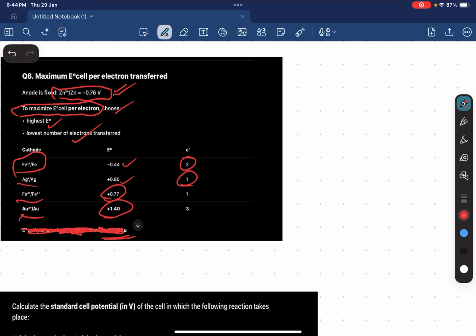So what is the given value? They are asking which one has more E naught cell value. So you can analyze. E naught cell equals E naught cathode minus E naught anode. Cathode means more SRP value, or higher, or positive SRP value. So in this case, minus 0.44 minus minus 0.76 is the first case.